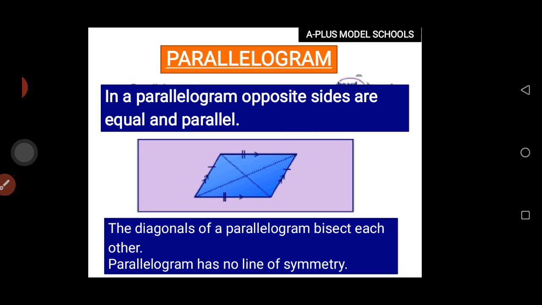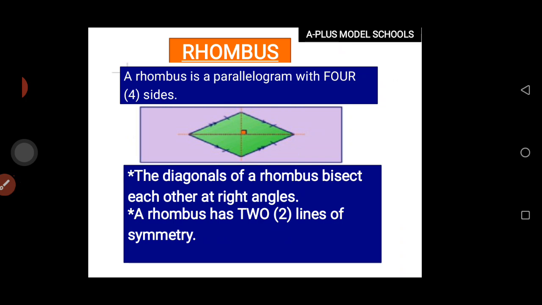The diagonals of a parallelogram bisect each other. You can see this one is already there with a dotted line. You can see that the diagonals are meeting at a particular point. And it has no line of symmetry because there is no way I can divide this kind of shape into two that will give me equal sizes.